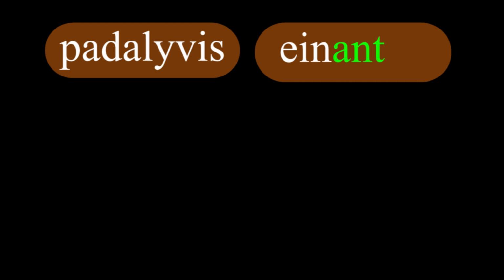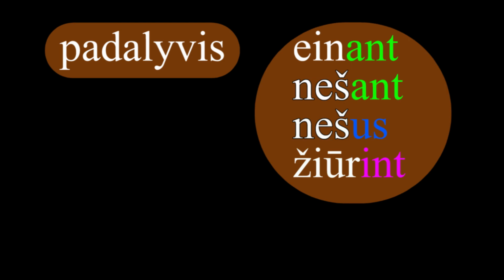And now we have padalyvis. Padalyvis, it's a verbal adverb. It's like an adverb, but actually it's a verb. I found it in English, verbal adverb. And about padalyvis, I have good news for you, that padalyvis doesn't have any ending. And because of that, it will be no feminine, no masculine. It will be only one word, for example, einant. Einant, while going. So we have endings. Ant, us, int. Einant, nešant, nešus, žiūrint.